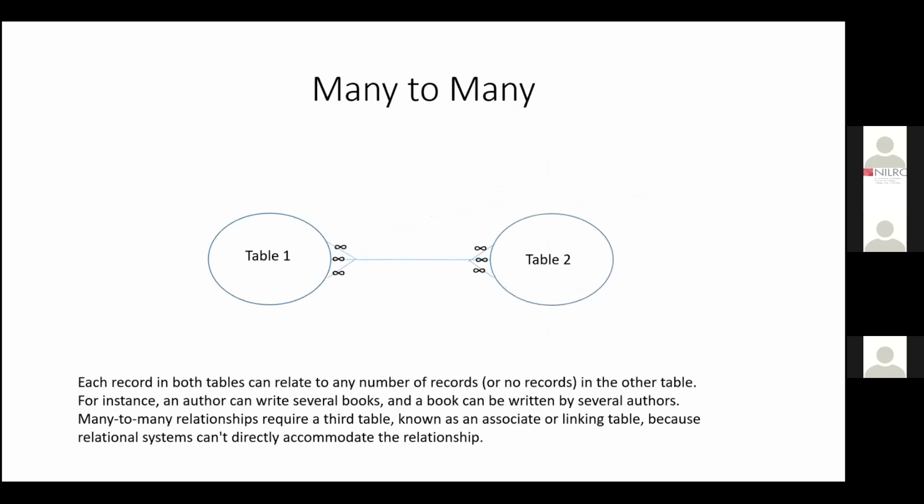And another relationship is the many-to-many relationship. Each record in both tables can relate to any number of records or no records in the other table. For instance, an author can write several books, and a book can be written by several authors. Many-to-many relationships require a third table known as an associate or linking table, because relational systems can't directly accommodate the relationship.